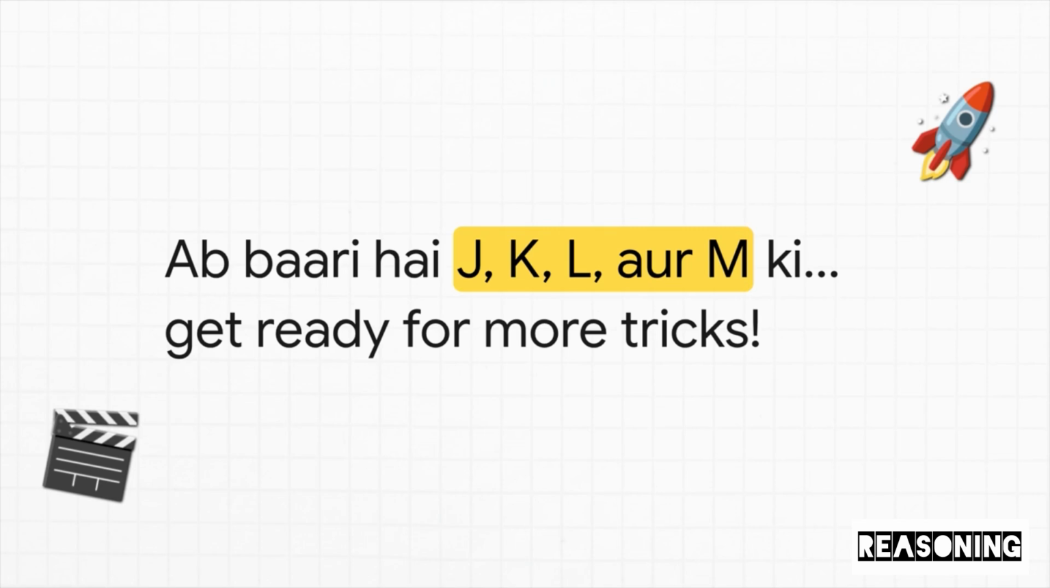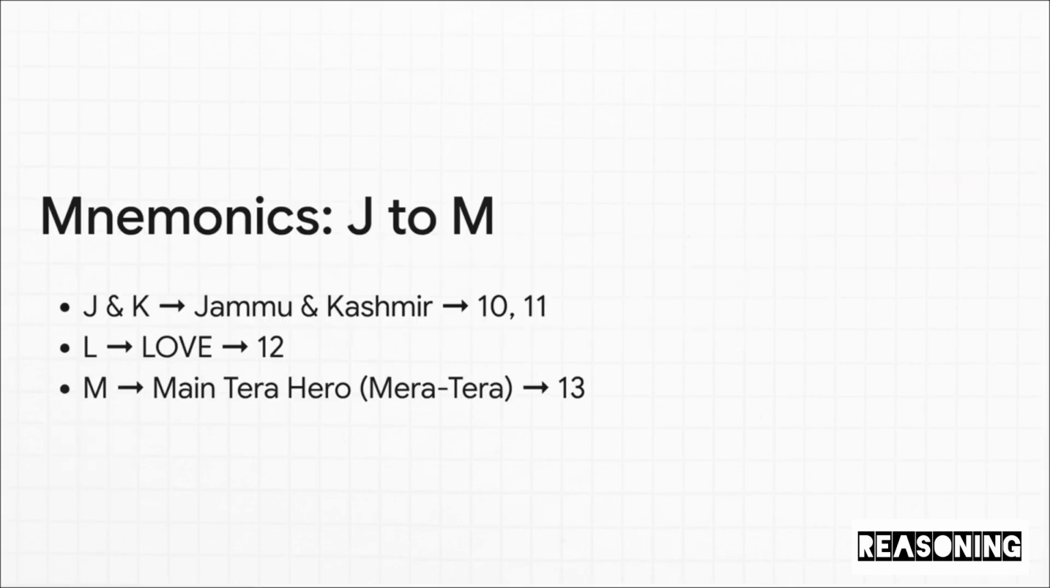J, K, L, and M. Okay, this next one is a little bit filmy, but trust me, it works wonders. For J and K, remember this phrase together. In Jammu and Kashmir, 10 to 11 bullets are always firing. So J is 10, K is 11. Got it? Next is L. L is for love. And you know what they say, jab pyar hota hai, to chehre pe 12 baj jate hain. So L is 12.